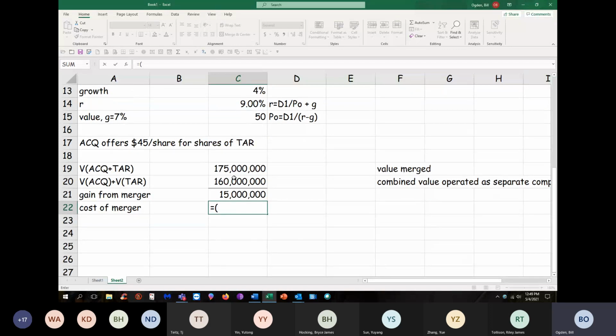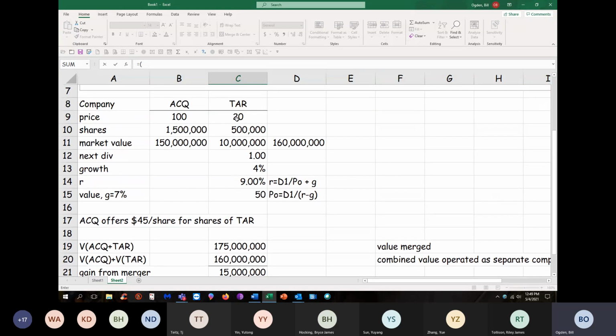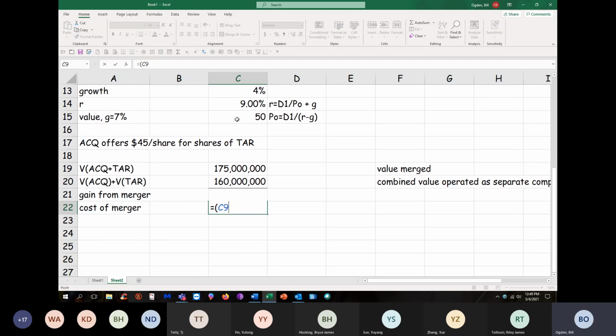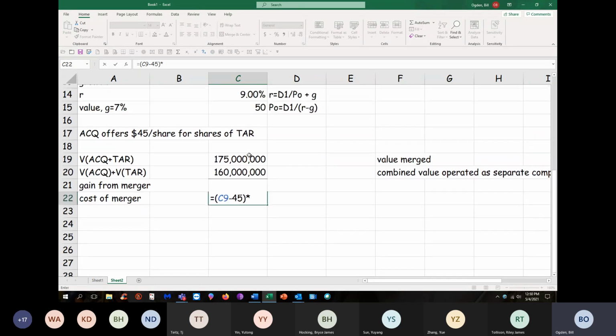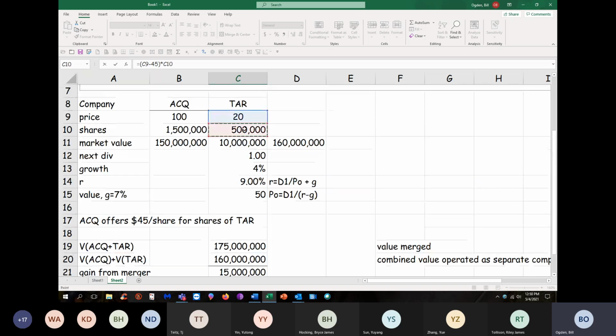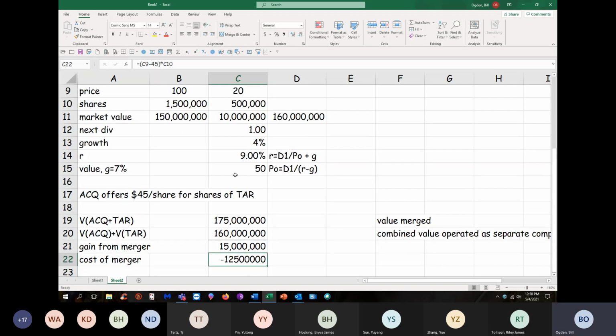So the cost will be, you're buying a $20 asset minus what are you paying for it? You're offering 45. Right. And then times how many shares are you buying? So I'm going to lose $25 a share on 500,000 shares, aren't I? There you go. All right, so this is where your authors stop.